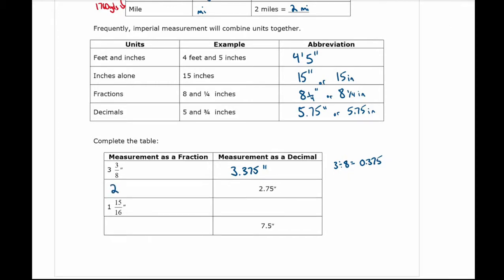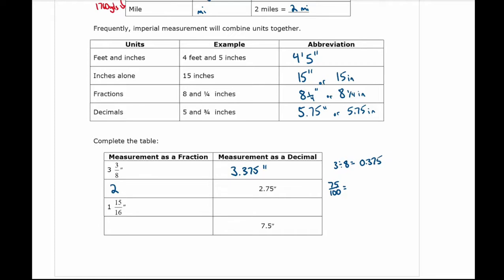If we're going the other way, we know we're going to have 2 as our whole number. Now we need to convert the decimal, the 0.75, to a fraction. So the easiest way to do it, if we look at 2 decimal places, is to put it out of 100. So in this case, we have 75 over 100. That's 0.75.